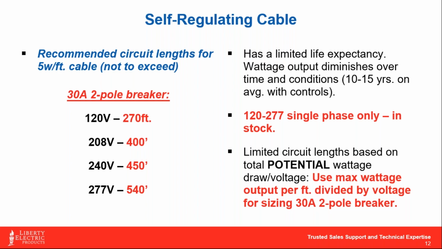Something else to note on these particular cables is that stock voltages, 120 to 277 volt, are typically always in stock. Anything beyond 277 volts is going to be a custom. And if you ever want to figure out the maximum circuit length, you just need to know the maximum wattage per foot on that cable. Simply multiply that by how many feet of cable you want to put on the circuit, divide it by your voltage, and that'll tell you how many amps you've got on that circuit.